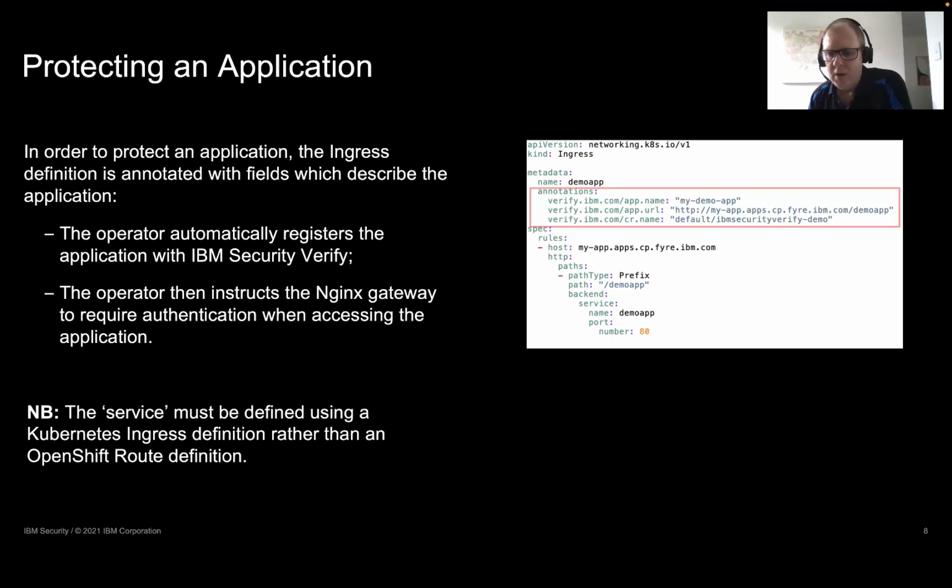If you're historically familiar with OpenShift, in the past you might have used OpenShift routes to create your service definitions to instruct OpenShift how to get to an application. In order for the operator to work, you must instead use the Kubernetes ingress definition, which is just an alternative way of defining your services.